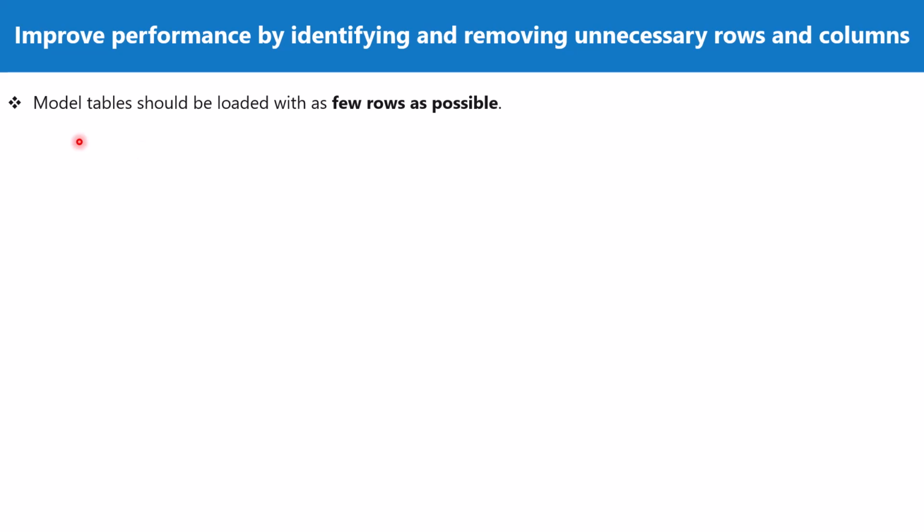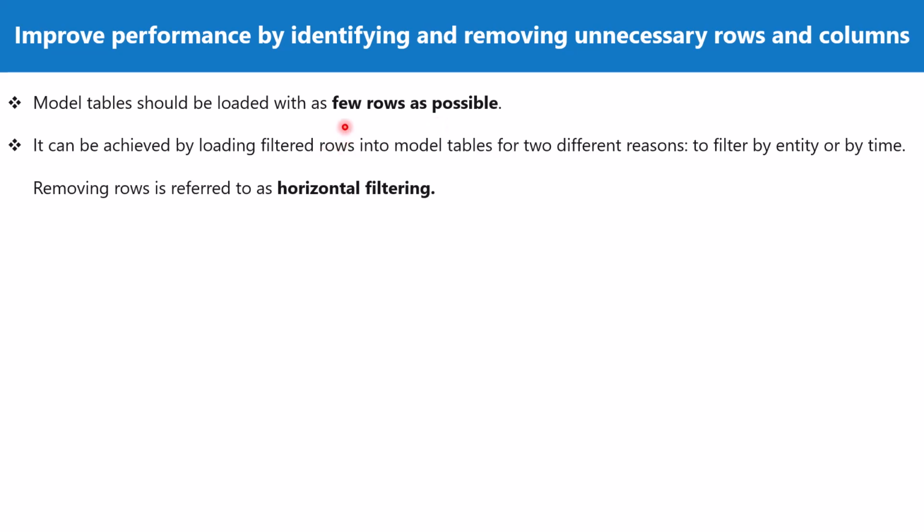Similar to the columns, rows also play a very similar role. The tables inside your data model should be loaded with as few rows as possible. Make sure that you do not have redundant records, records which are never required in any of the reporting requirements that we have just seen. This can be achieved by loading filtered rows into the model tables for two different reasons: to filter by entity or to filter by time. This process of removing rows is also referred to as horizontal filtering.